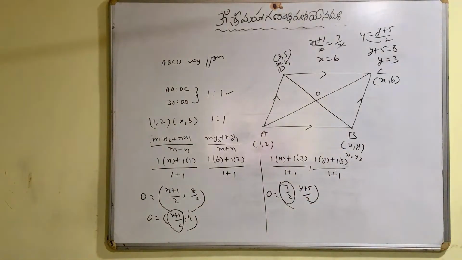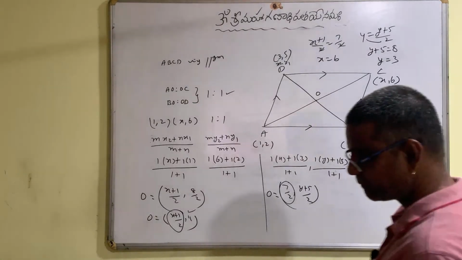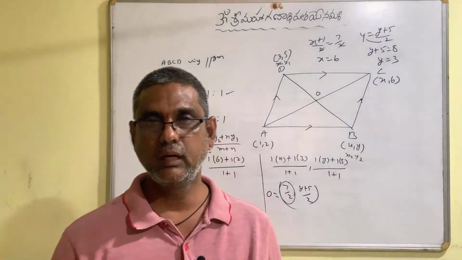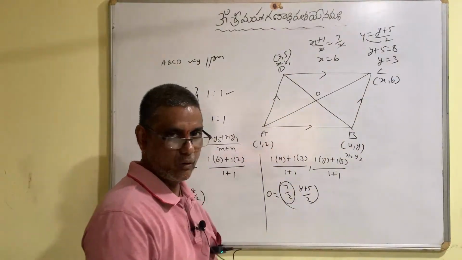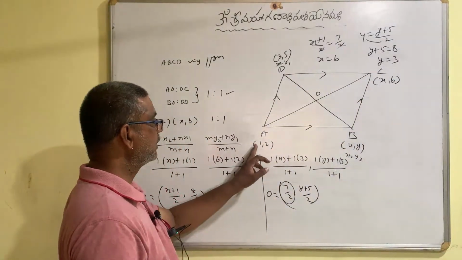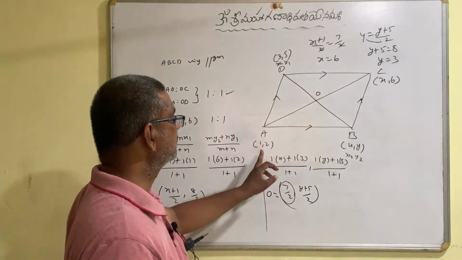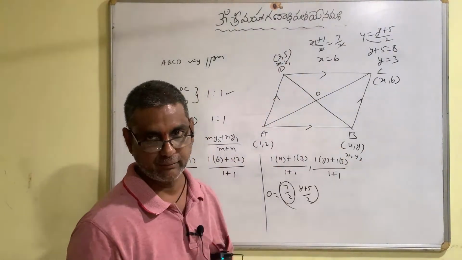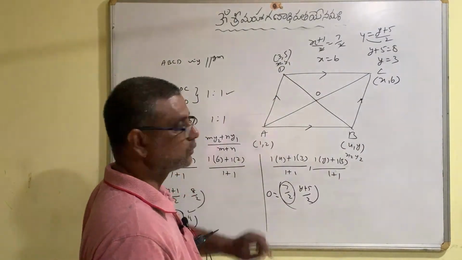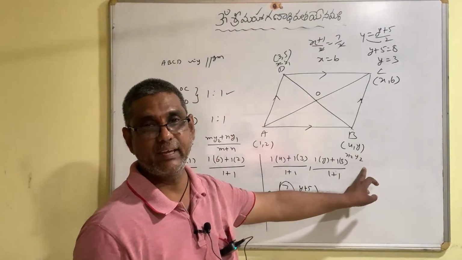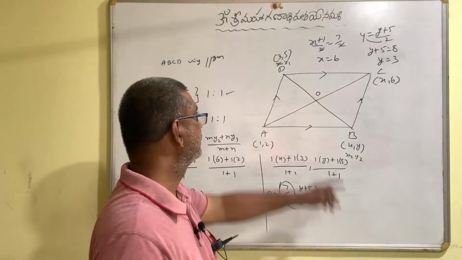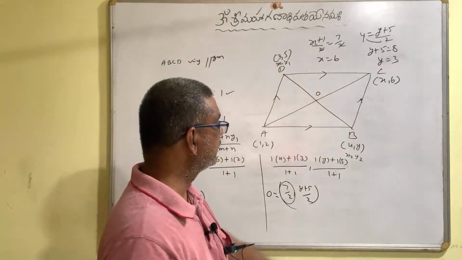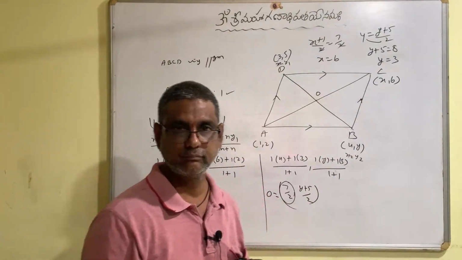So this is a very important problem, a very important model for board exams. Let us discuss this problem once again. ABCD is a parallelogram. All 4 vertices are given, but some are missing. A is (1, 2), B is (4, y), here the y coordinate is missing. C is (x, 6), the x coordinate is missing. D is (3, 5). We need to find the y coordinate and x coordinate.